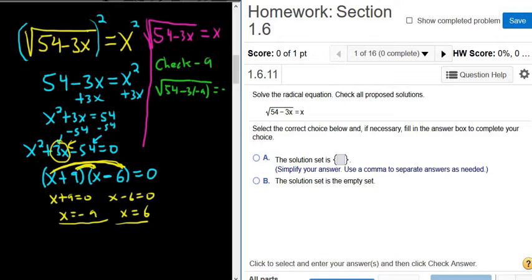equal to negative 9. And that's impossible, right? The square root of a number can never be negative, right? So it can't be equal to a negative, so that fails. So negative 9 is not an answer.